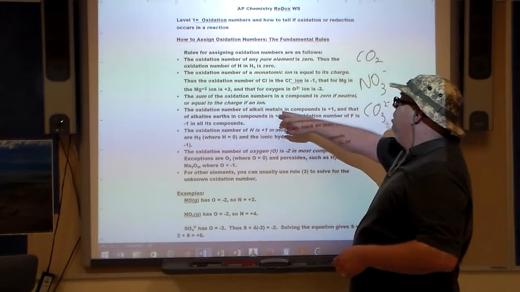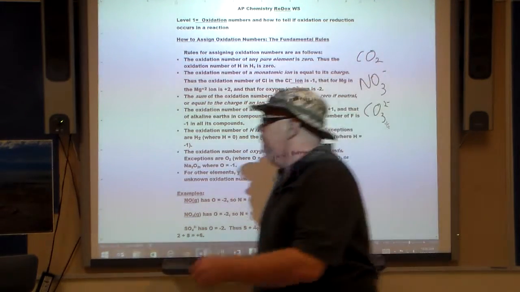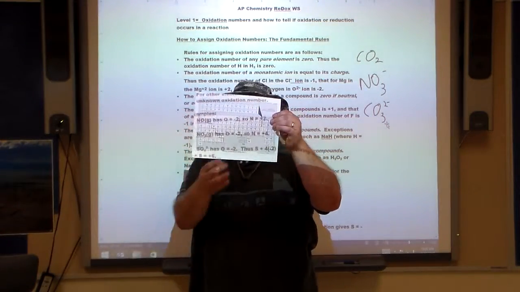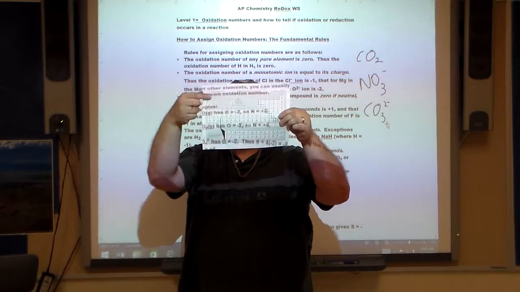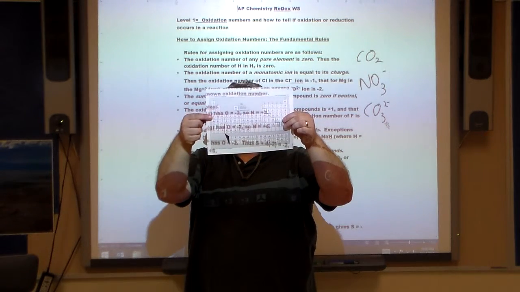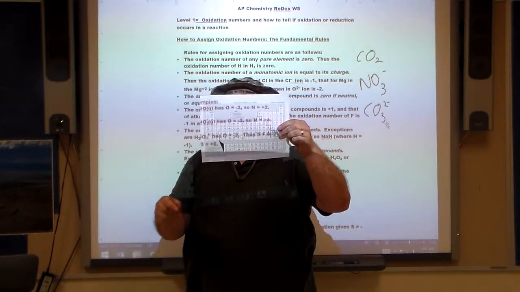The oxidation number of alkali metals. Wait, what are the alkali metals? You've got to go back to the periodic chart. Now I got it. Here's your alkali metals right here. Lithium, sodium, potassium. Those are your big ones. Cesium, francium, rubidium. All those are +1.